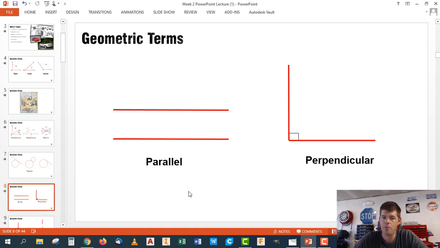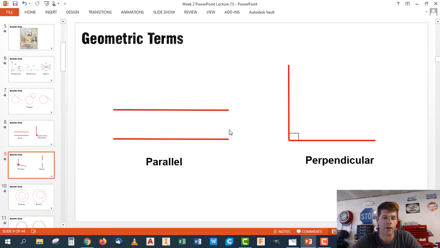A couple other terms, parallel and perpendicular. Hopefully you're familiar with these. Perpendicular just means that we have a right angle there. Parallel means that these two lines go forever in both directions and never cross. They never get any closer and they never get any farther away from each other. So those two lines are parallel.